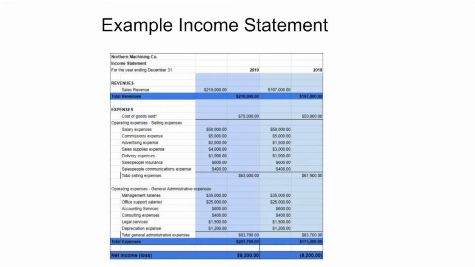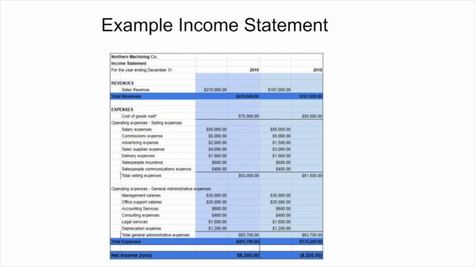The next statement that I wanted to show you was something called the income statement. Now the income statement, unlike the balance sheet, is a flow statement. It measures the revenue and the expenses incurred by a business over the course of its 1 year of economic operation.